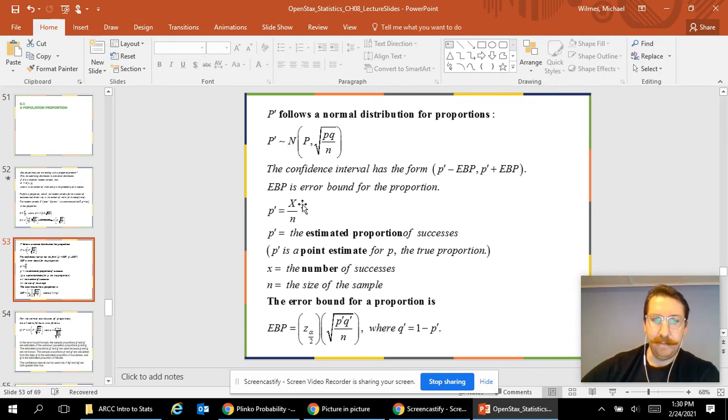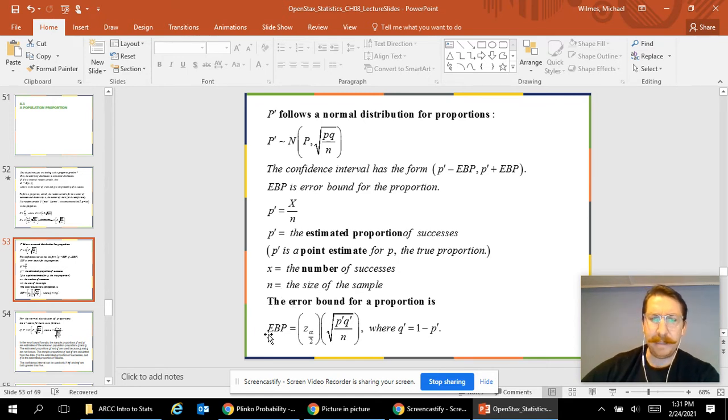So once again, to find your p hat, that's just the chance for success: all the successes over the total. Like for our cell phone example, 0.842. So p hat, or p prime, is the estimated proportion of success. X is just the number of successes, and n is the sample size.